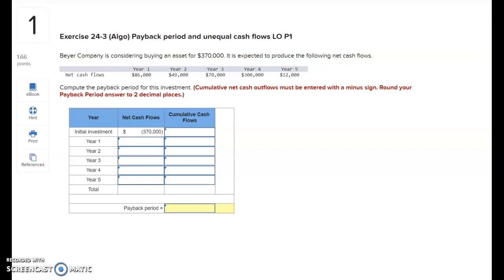All right, so let's go through the Chapter 24 homework problems. Okay, the first one is a payback period, and there's unequal cash flows, right? So you'll enter the cash flows here, get the cumulative cash flows, and then determine the payback period. And you can look on page 397 to read more about this.